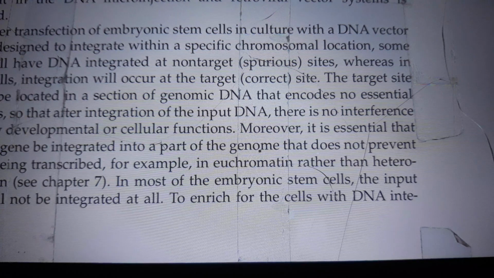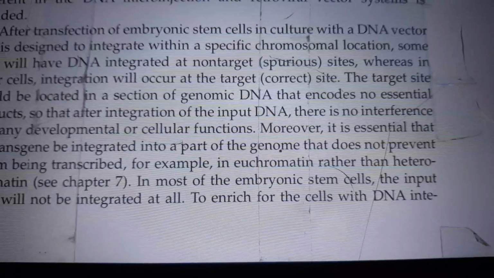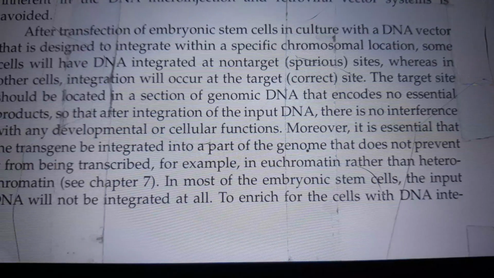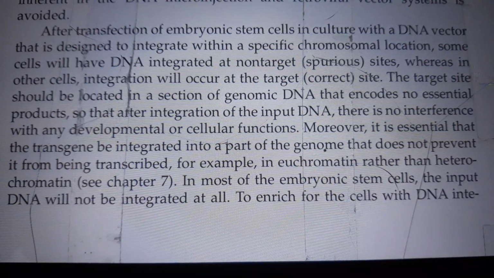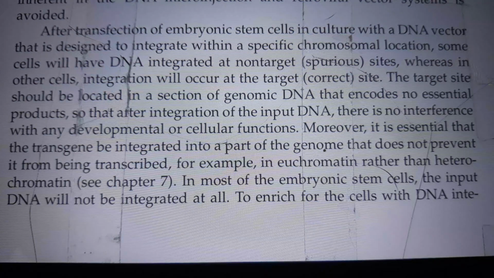After transfection of embryonic stem cells in culture with a DNA vector that is designed to integrate within a specific chromosomal location, some cells will have DNA integrated at non-target spurious sites, whereas in other cells, integration will occur at the targeted correct site. The target site should be located in a section of genomic DNA that encodes no essential products, so that after integration of the input DNA, there is no interference with any developmental or cellular functions.